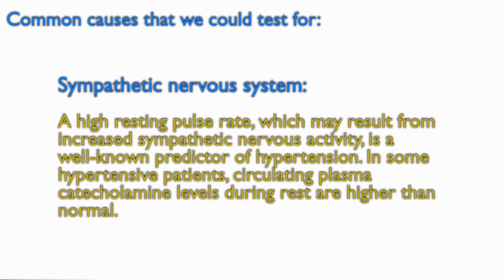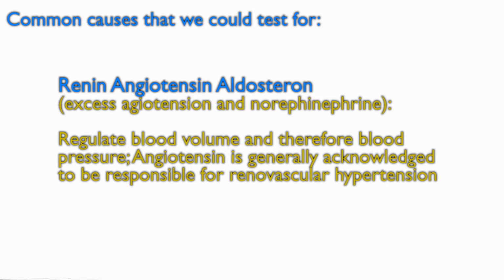Another possible component is the renin-angiotensin aldosterone system, which regulates blood volume and therefore blood pressure. Without a specific test showing an abnormality in one of the levels, it's thought that variations in that system per person can lead to some people having high blood pressure. But at this time, we don't have a specific test for that.